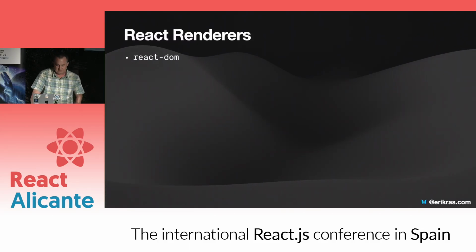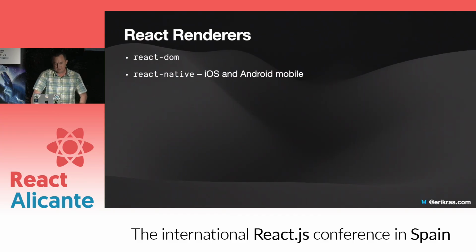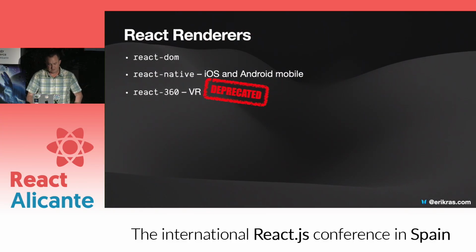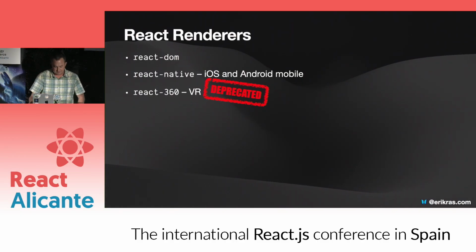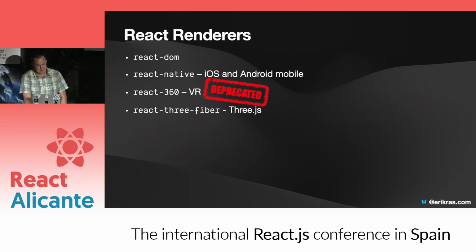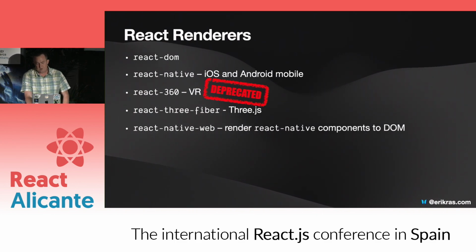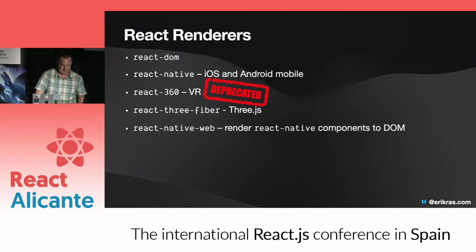Well, there's the React DOM, of course, and React Native is the other one that most people know. There once was a thing called React 360 that was for doing VR stuff. Clearly, Meta still cares about VR, so they must have something internal, but they're not maintaining this anymore. There's React Three Fiber for rendering to Three.js. There's React Native Web, which lets you render React Native components to the DOM, the dream being to share the exact same components between your mobile app and your web app.